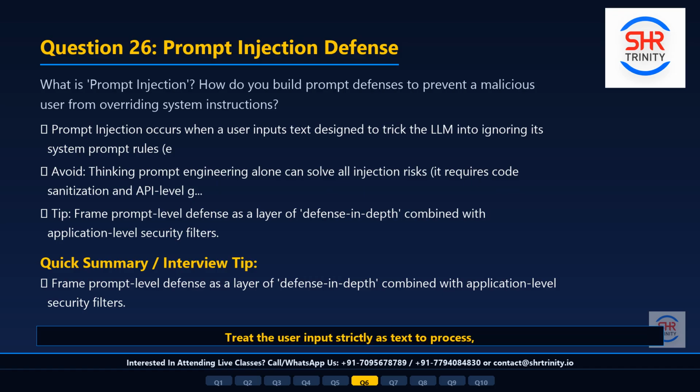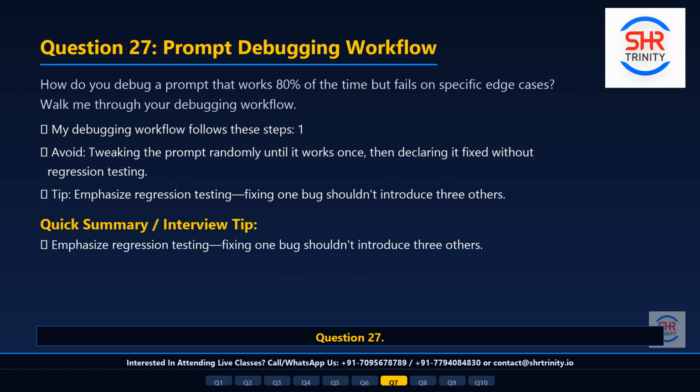Question 27. How do you debug a prompt that works 80% of the time but fails on specific edge cases? Walk me through your debugging workflow. My debugging workflow follows these steps. 1. Isolate the failure. Collect the inputs that failed and find the pattern, e.g., empty values, long sentences. 2. Component testing. Run parts of the prompt separately to see if the instruction or context is the root cause.